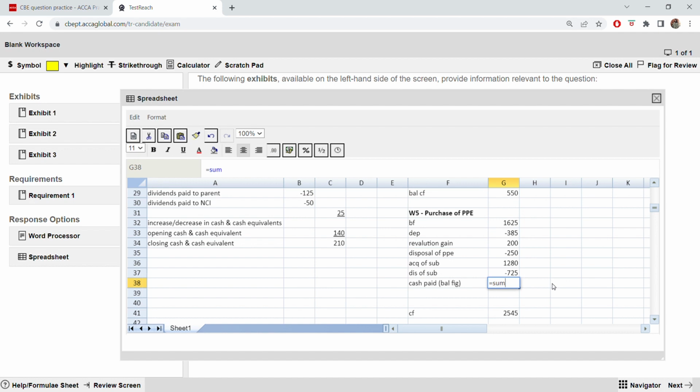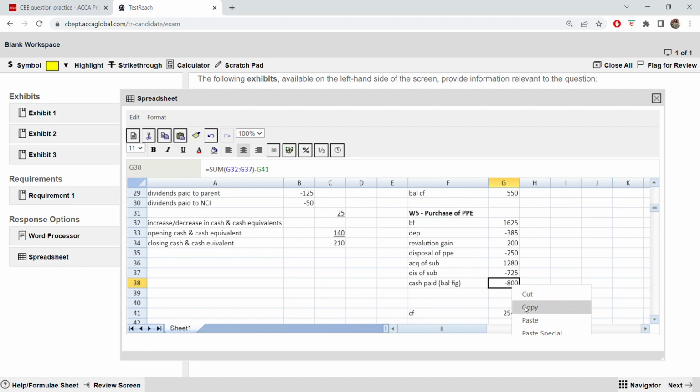Sum, drag from here to here, close the bracket. Don't forget to close the bracket. Then minus this one and just enter. It's minus 800. It's cash paid. If you show it here, it will be a plus sign, because then only you will get this answer. But since it's cash paid, it's a minus figure.